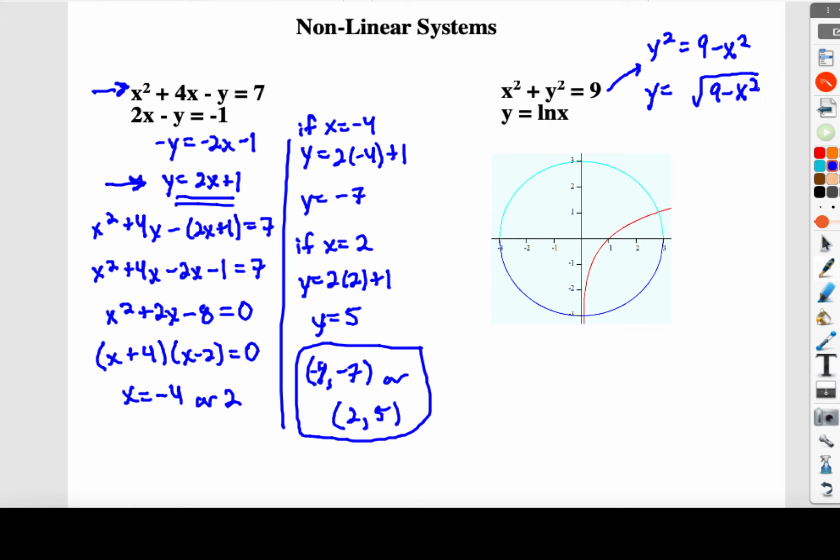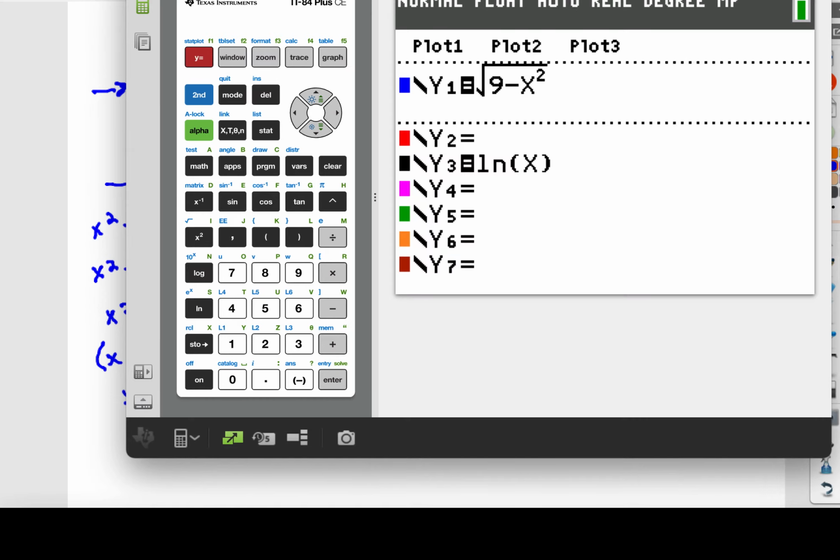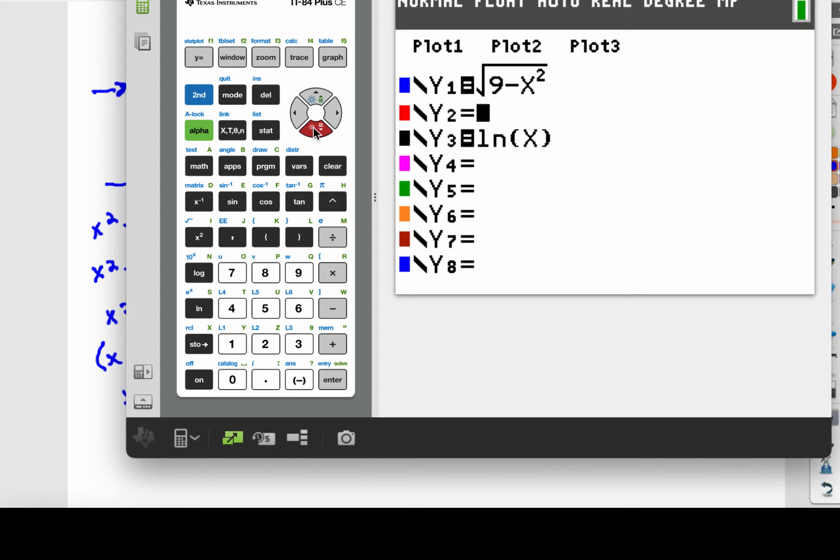And don't forget that anytime we take the square root of both sides, we've got to say plus or minus. So if we hop onto our calculator then, we can graph those. So I've got the positive square root of 9 minus x squared. Now notice I didn't put in the negative square root. So let's go ahead and put that in.